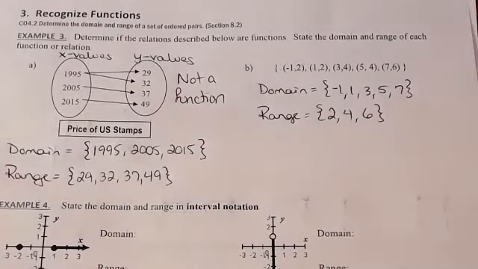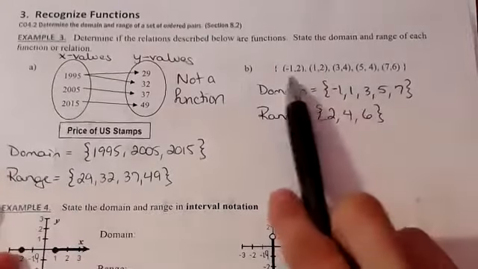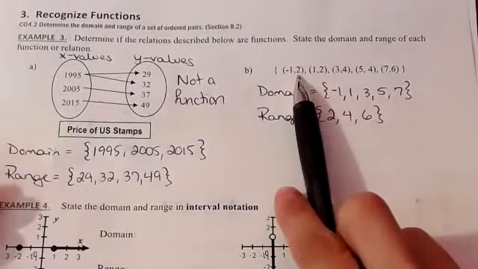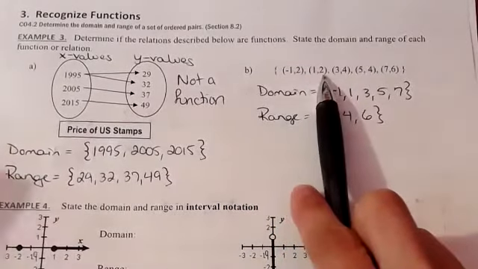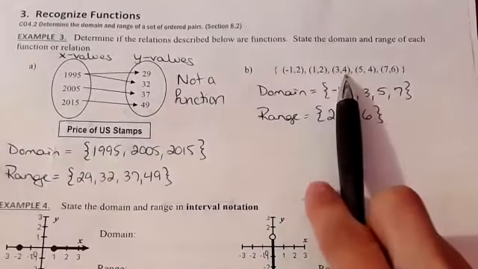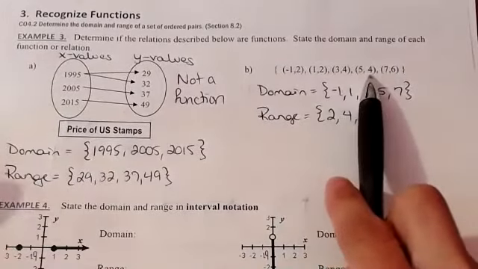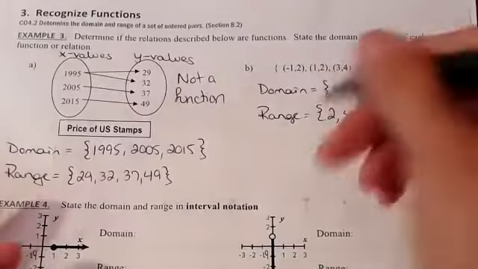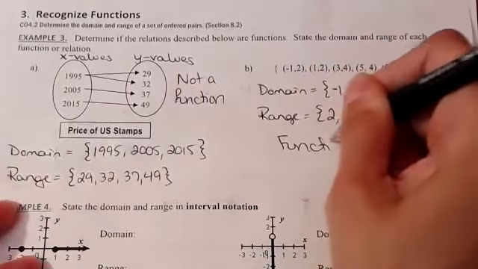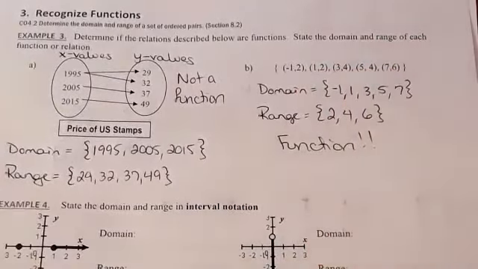So now let's think, is this a function? Recall the definition. If an X coordinate is mapped to more than one Y coordinate, then it is not a function. But check this out. -1 is only mapped to 2, that works. 1 is only mapped to 2, okay. 3 is mapped to 4, 5 is mapped to 4, and 7 is mapped to 6. Perfect. This is a function. It is okay to have repeating Y values.